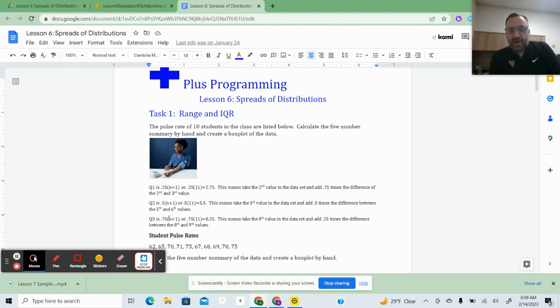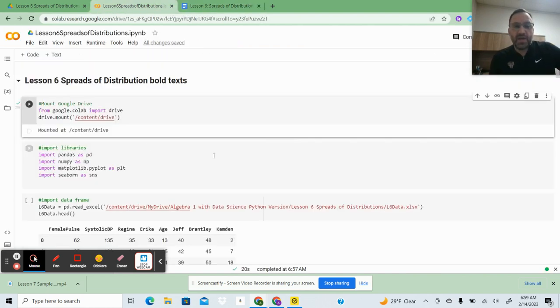You go 0.75 times n plus 1, and it'd be the 8.25 value. And then what you do is you go to the eighth value and add 0.25 times the difference between the eighth and the ninth value. Interestingly, though, there are different ways to actually calculate the quartiles. So Python at times can do that, and your answer could be a little bit off from how you hand calculate that. So I'm going to show that in a second.